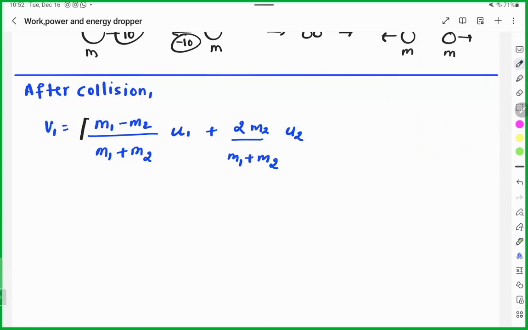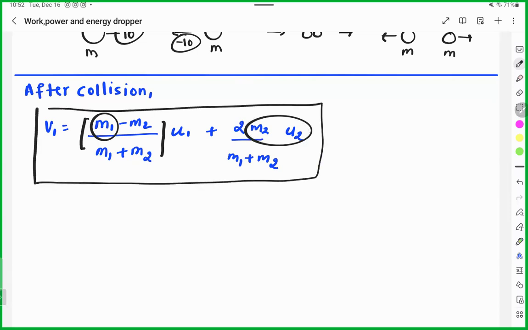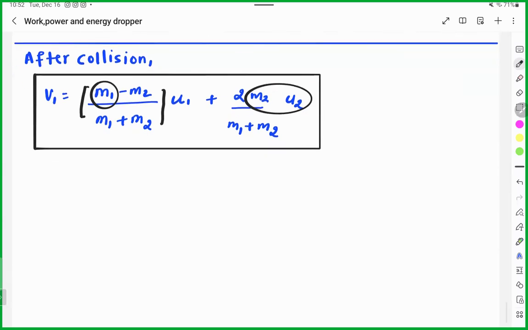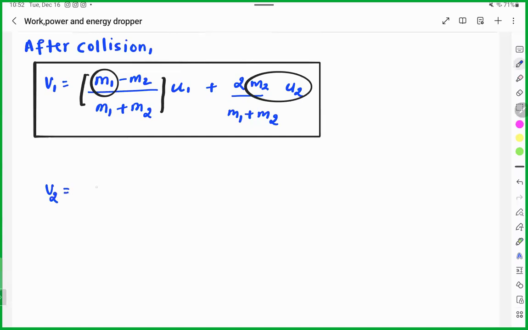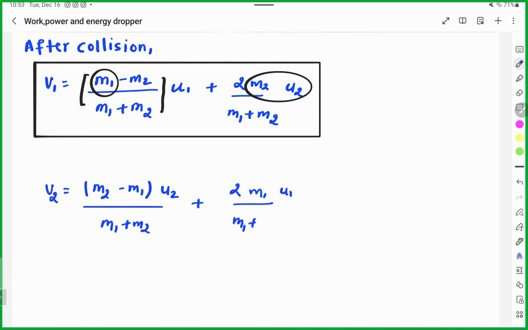So if you see this, what is happening in this case? In the first context, one is important. That's why one is taken first. In the second case, second is important. That's why it is taken second. Because this formula is usually long and you might miss some important point. Correct? After collision, the V2 value will be in the same way. You will take M2 as the important part first, then M1 multiplied by U2 divided by total mass. In the denominator, there will be only total mass addition to M1 U1 divided by M1 plus M2.